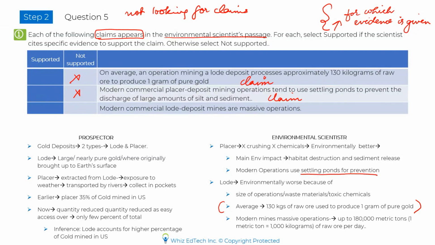However, this has support. Modern commercial lode deposit mines are massive operations. This is a claim, and this claim is supported by this evidence. So this is the evidence, and this is the claim. So this is a claim also, and it has evidence. The others don't have evidence.